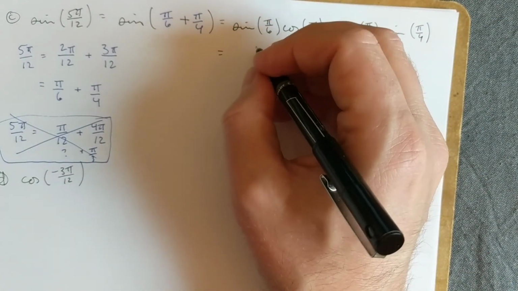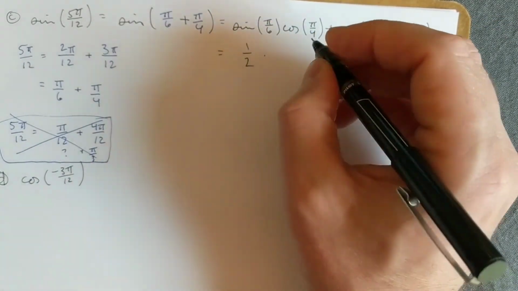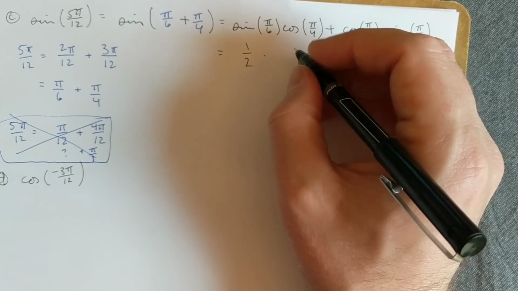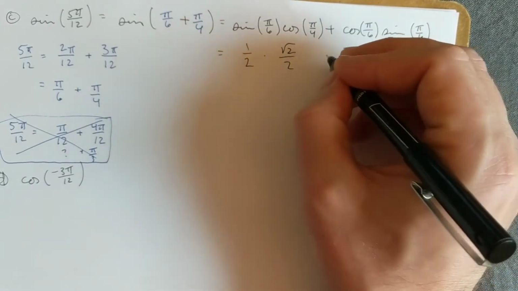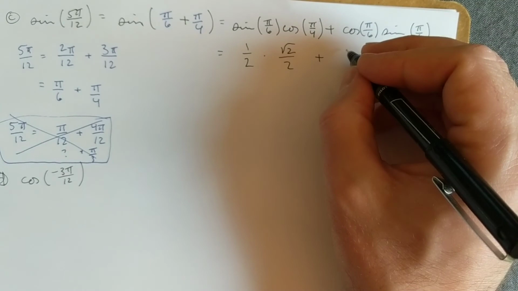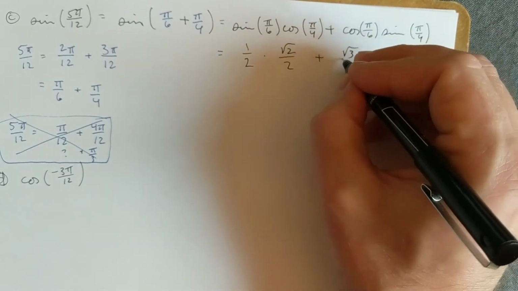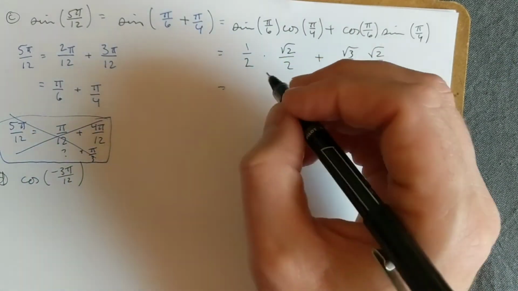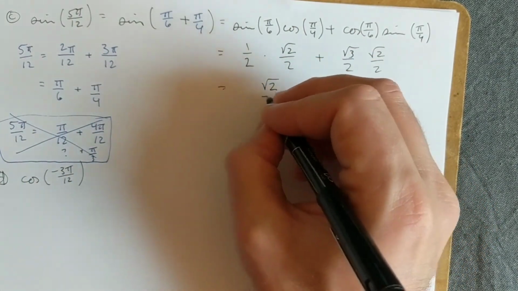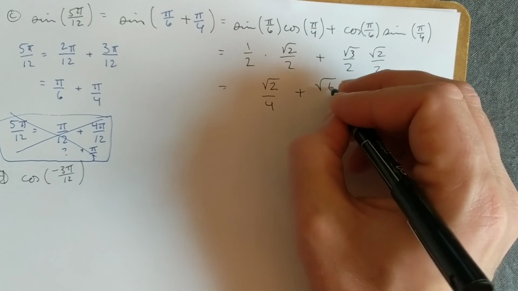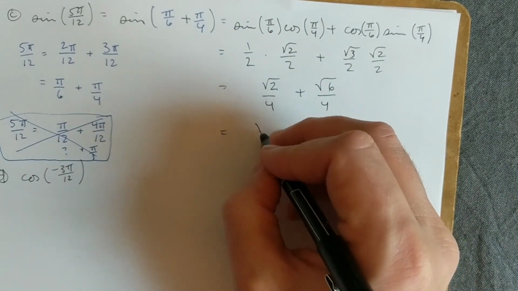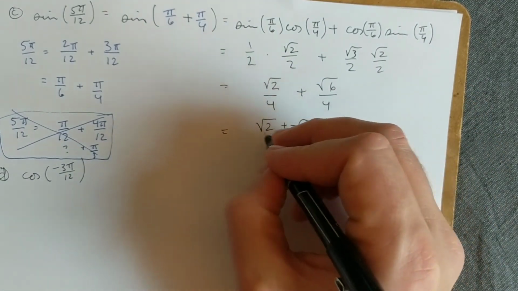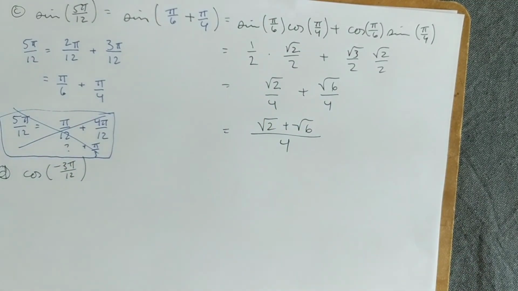Okay, so sine of pi over 6 is 1/2. Cosine of pi over 4 is square root of 2 over 2. Cosine of pi over 6 is square root of 3 over 2, and sine of pi over 4 is square root of 2 over 2. So this is the square root of 2 over 4 plus the square root of 6 over 4. And so the best we can do, I guess, is write this as a single fraction.